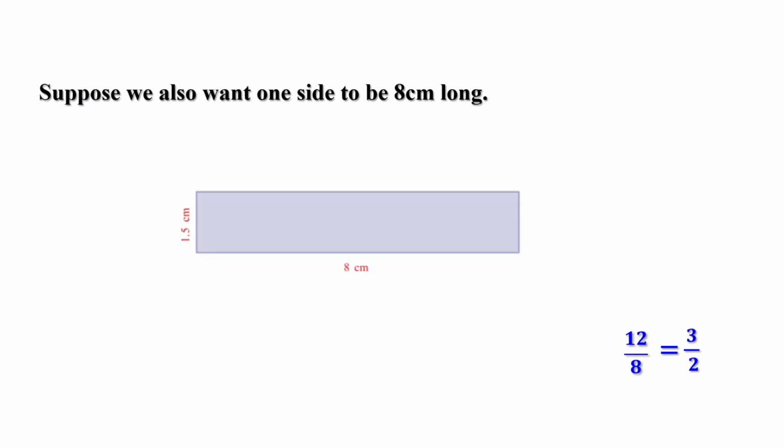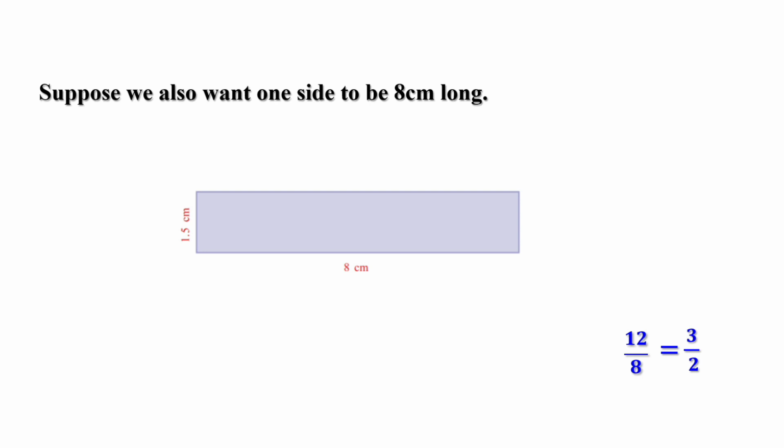Let the length be 8. Then we know length into breadth is the area. That is 8 into breadth is 12. So what is breadth? 12 by 8. Now let us simplify. 3 fours are 12 and 2 fours are 8. So that is equal to 3 by 2. And what is 3 by 2? 1.5. That means when length is 8, breadth should be 1.5. So there is one and only one rectangle where the length is 8 and area is 12 centimeter square.